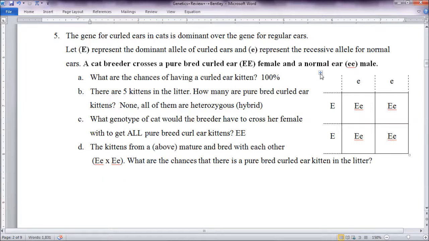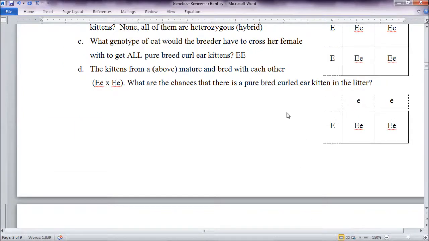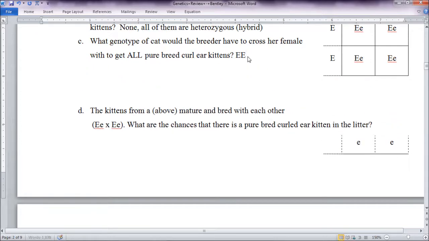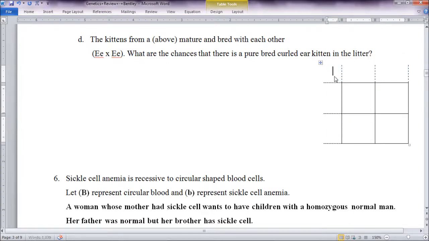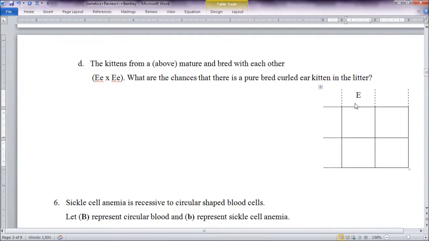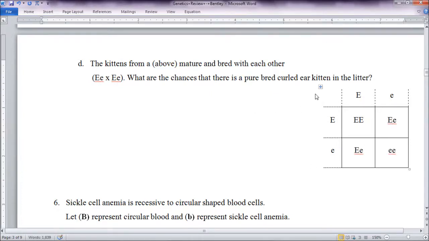Now I'm going to have to copy a Punnett square to put here. So let's do that. Of course, we're at the end of the page, because that would just make it too easy otherwise. So let me clear this out, and there we are. So big E, little e, big E, little e. We cross those: big E, big E, big E, little e, big E, little e, little e, little e. Okay, so we look at it, purebred curled-eared kitten in the litter. It's just that one. So that would be a 1 in 4 chance.